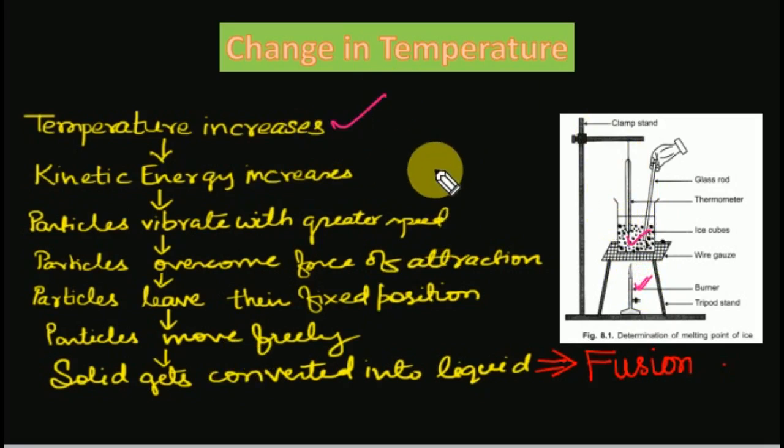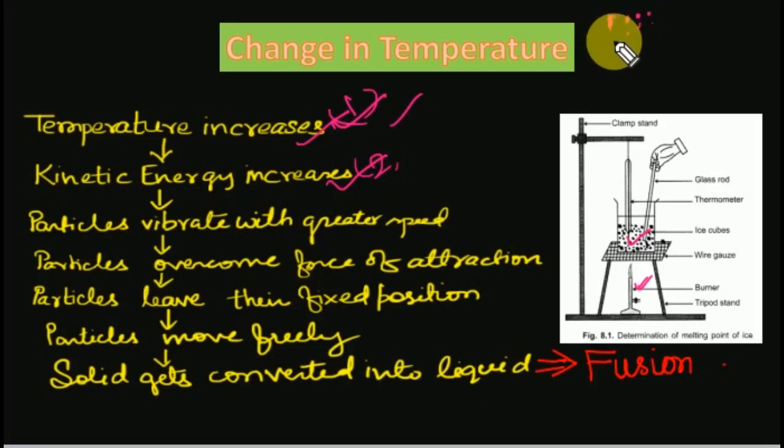Second, what happens? We know that all particles in solids are closely packed and vibrate in their own position, so they definitely have some kinetic energy. Their kinetic energy increases because of the temperature. When temperature increases, kinetic energy increases. When kinetic energy increases, the particles vibrate with greater energy in their position. Earlier it was vibrating in this way, now it will vibrate like this. In this way they will overcome the force of attraction.